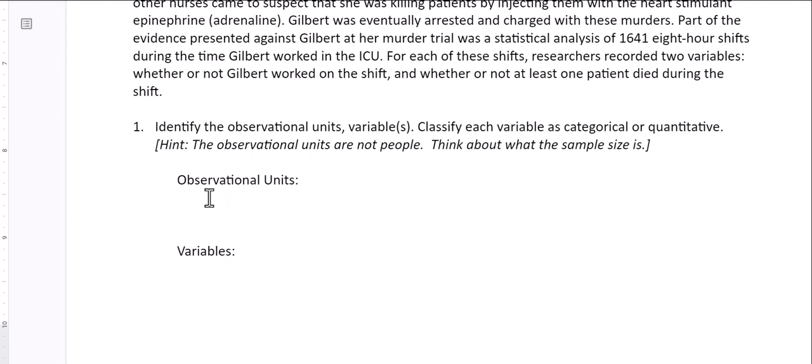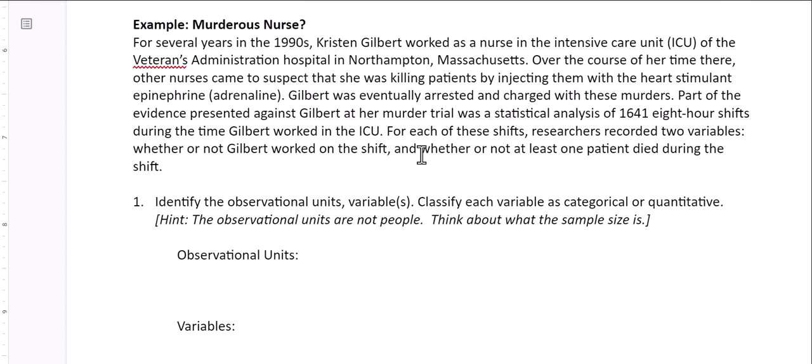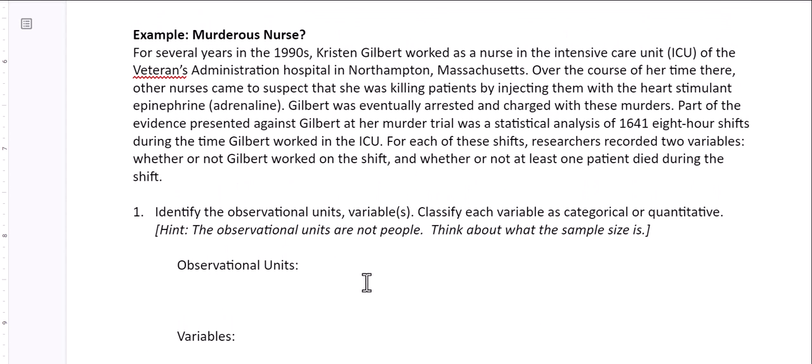So the first thing here is to identify the observational units, right? Anytime you have a study, where or what or from whom are you getting information? Those are your observational units. And then we're going to classify the variables as categorical or quantitative. Now my hint here is that the observational units are not people. So what are the observational units? What are we looking at to get information? And hopefully you've seen that it is the 1,641 8-hour shifts. So those are our observational units.